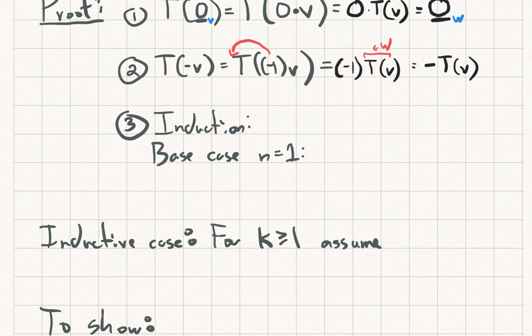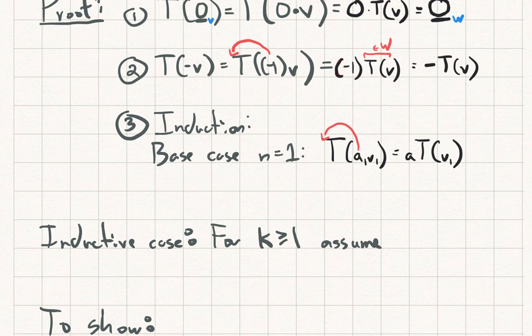So with one vector, well, that's pretty easy. So we have the transformation of a1 v1. Well, just by the rule for linear transformations, we're allowed to take scalars outside. So this is the same thing as a1 times T of v1. So we know we can do it for one vector. Now let's do it for k vectors, whatever k is, for some number k, and we'll show that we can do it for one more vector.